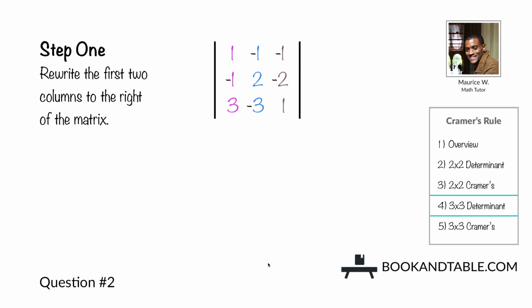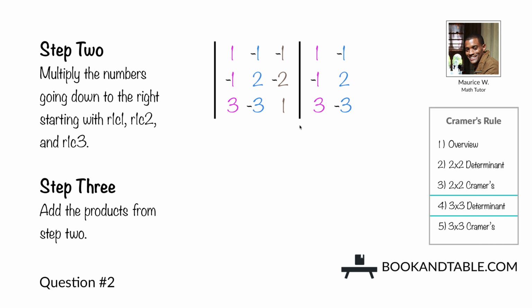Step 1, rewrite the first 2 columns to the right of the matrix. So we have column 1 and column 2, and we want to rewrite both of these here to the right of the matrix that we were given. And now, step 2, multiply the numbers going down to the right, starting with R1, C1, which would be positive 1 here. And step 3, add the products from step 2.